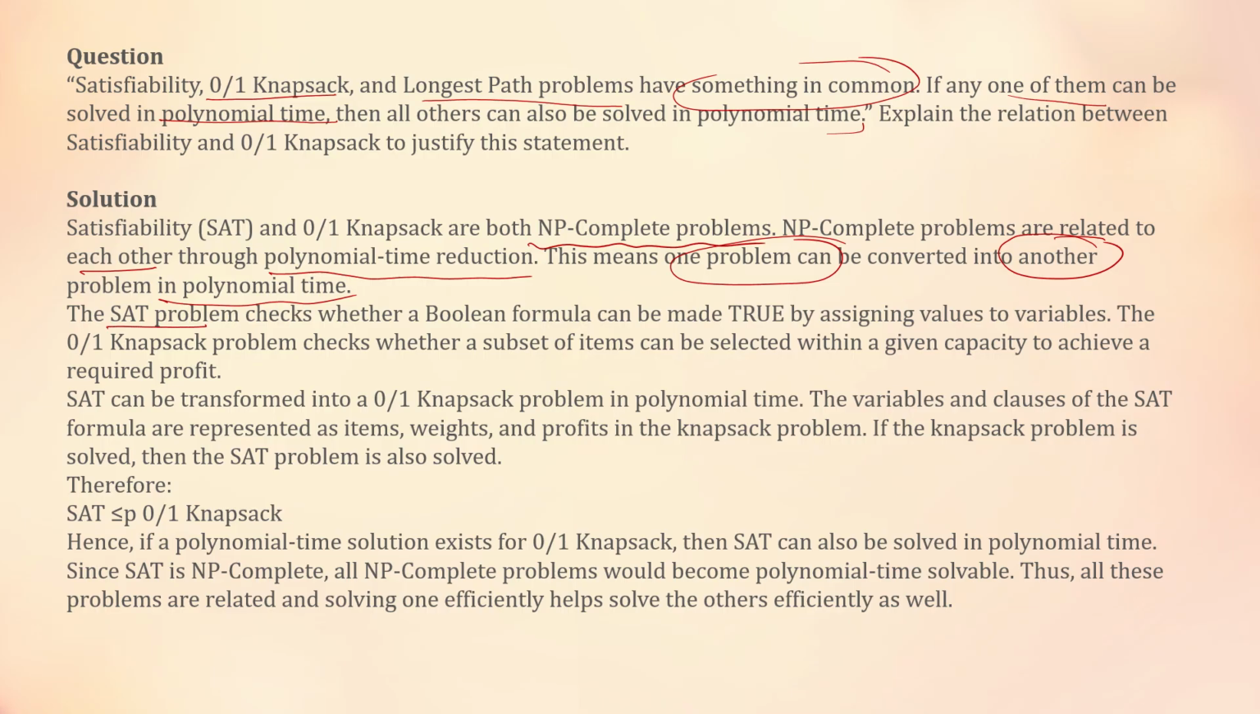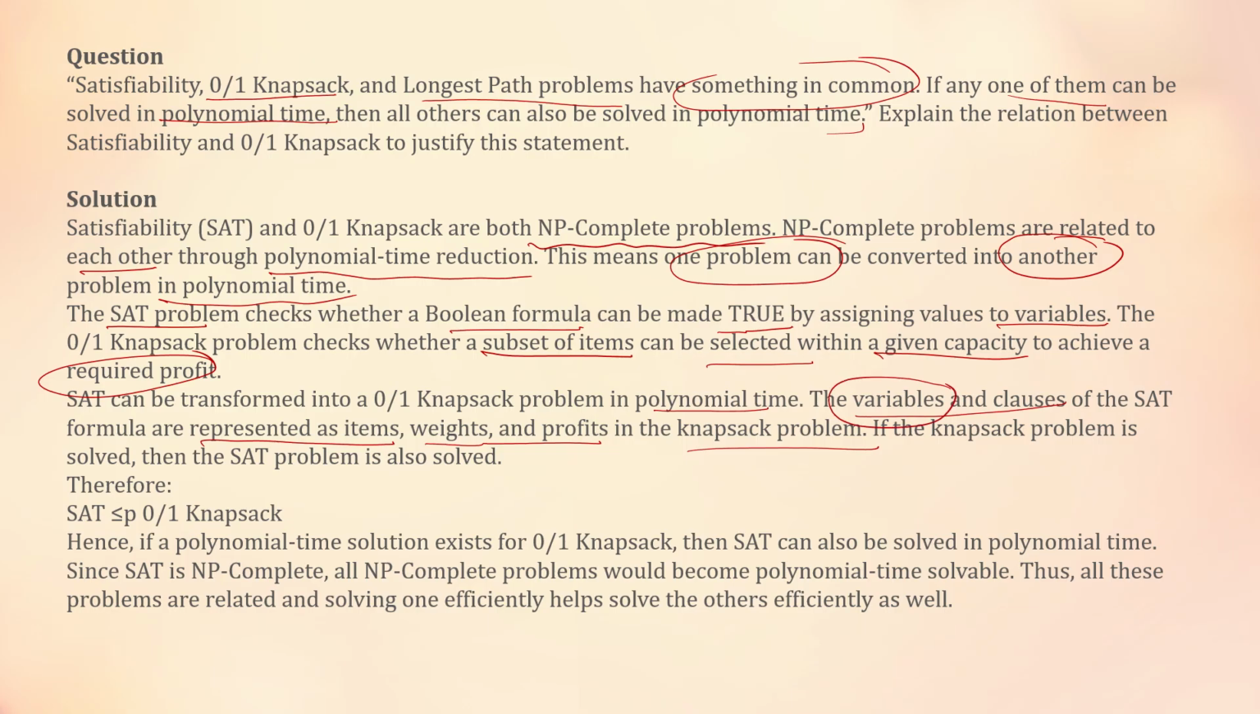Now, this SAT problem checks whether a Boolean formula can be made true by assigning values to variables. The 0-1 knapsack checks whether a subset of items can be selected for a given capacity with the required profit. It can be transformed in polynomial time. The variables and clauses are represented as items, weights and profits in the knapsack problem.